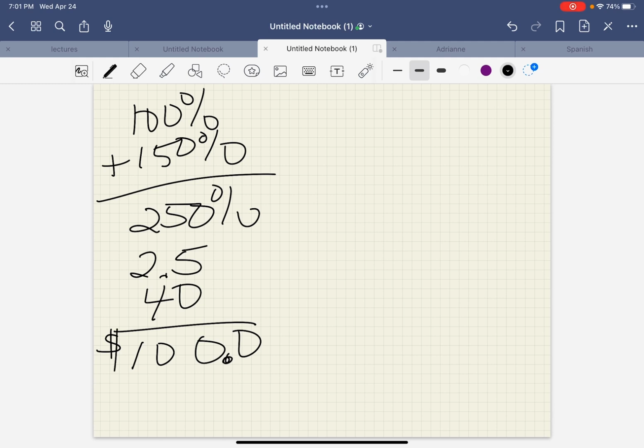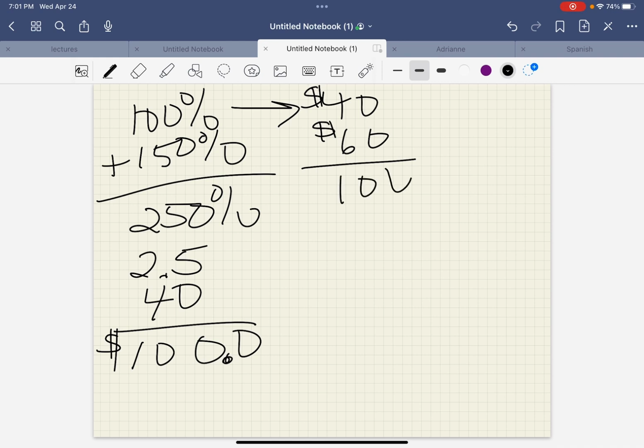We don't have to add anything because this 100% represents the $40 and the 150% represents the $60. So by multiplying by 250% instead of 150%, it gives us both of these added together, which takes care of that. So we can do it all in one step instead of finding the increase and then adding it to the original price.